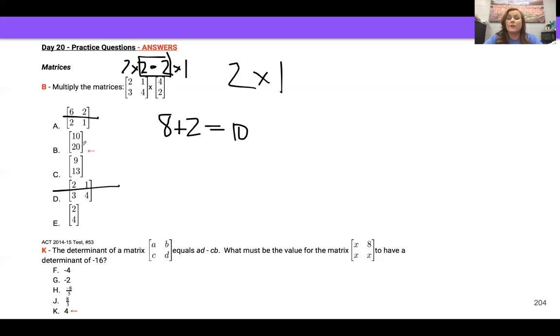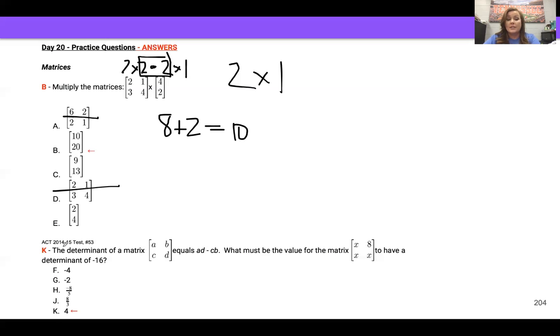Again, if you have a calculator, can you plug both those in and multiply it? If you come to me and say, Miss Edwards, how do I do matrices? I'm going to look at you and go, I have no idea. YouTube it. How do you enter matrices on a TI-84 calculator? There's a YouTube video out there.